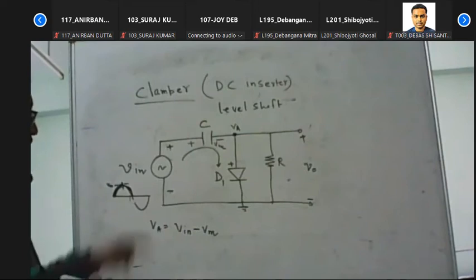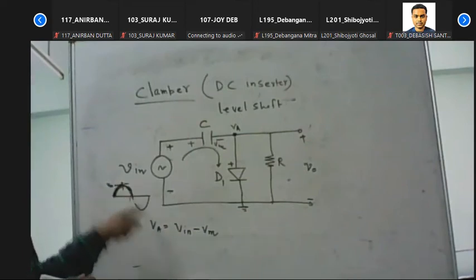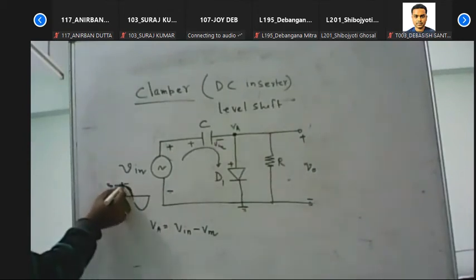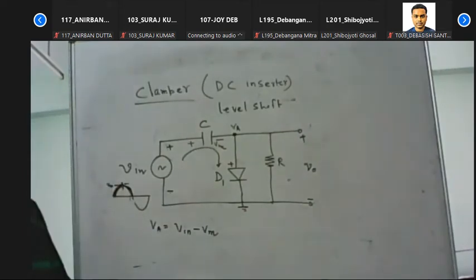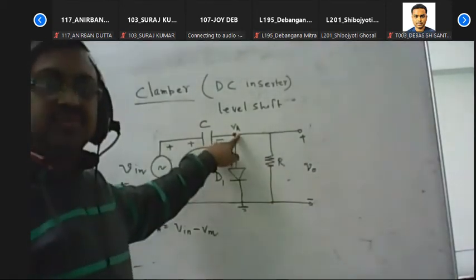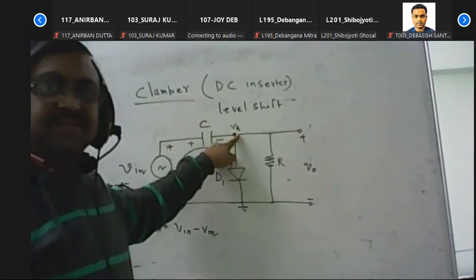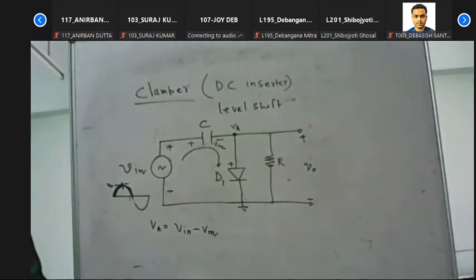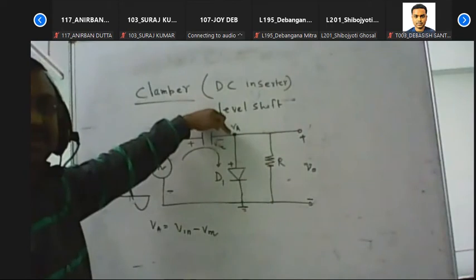Then if the input signal decreases, at that point the diode D1 is in the reverse bias condition. So if diode D1 is in the reverse bias condition, the voltage at that point equals Vin minus VM, that means input voltage minus VM. After that, for every input cycle, what is the output? That means the voltage at that point is VA.